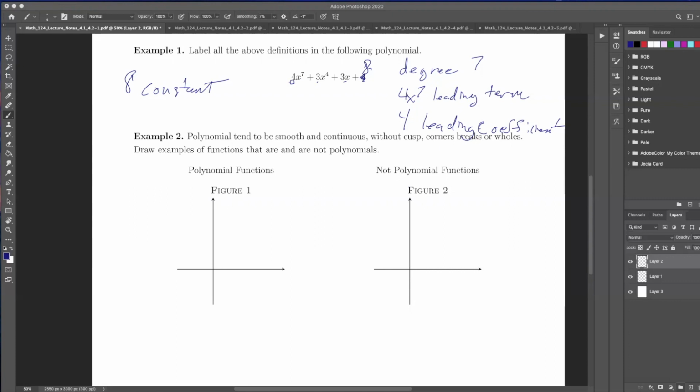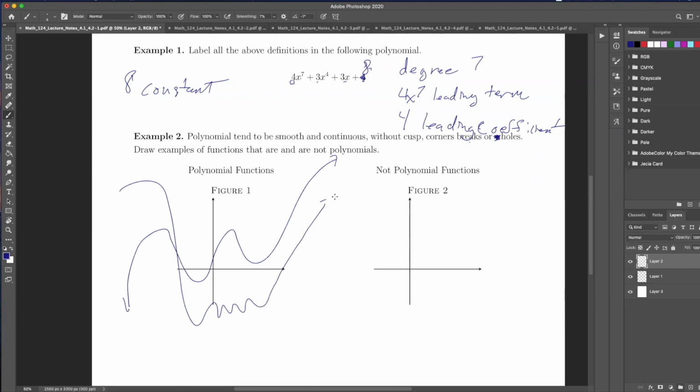Okay. So polynomials tend to be continuous, without cusps, corners, breaks, or holes. So polynomials tend to look wavy and they go up and around like this. They could be really funny for a little bit and then come up. That's fine too. Here's a polynomial.